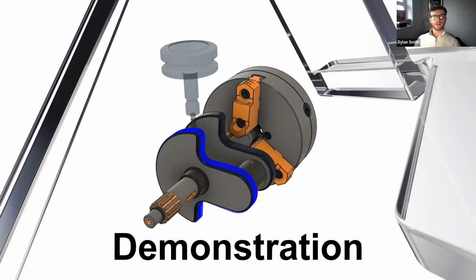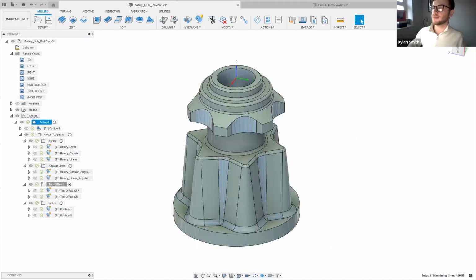So firstly, before we get into the demonstration, what is 4-axis rotary? Well, it's a finishing toolpath which uses 4 axes of the machine simultaneously. It has various different styles, optimization options, and collision avoidance options that we'll be going through today. So without further ado, let's jump into Fusion 360 and let's see rotary in action.